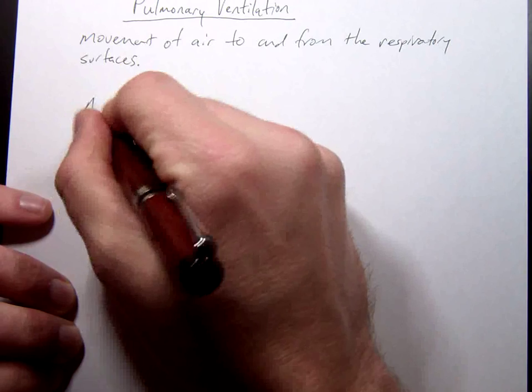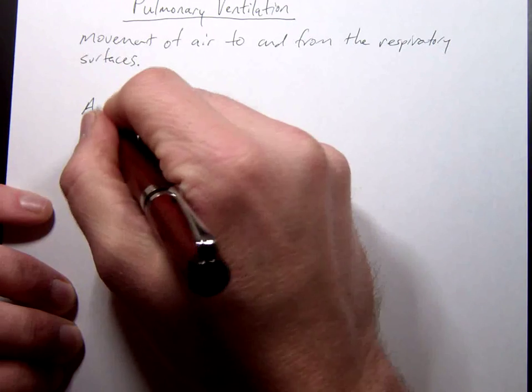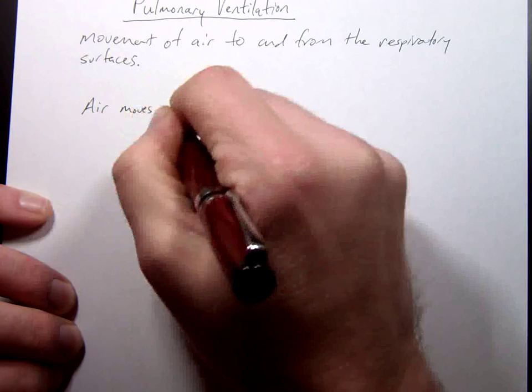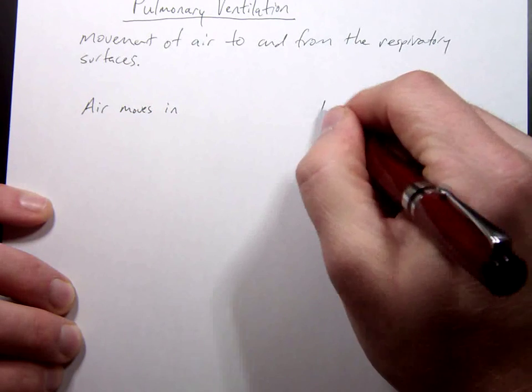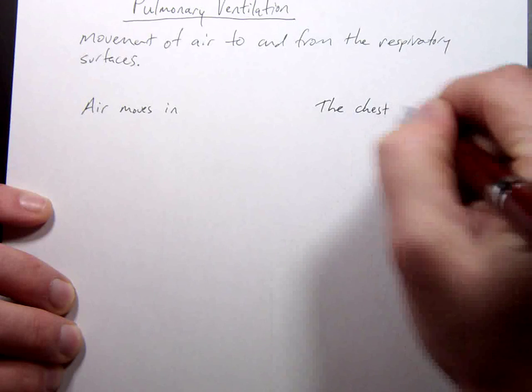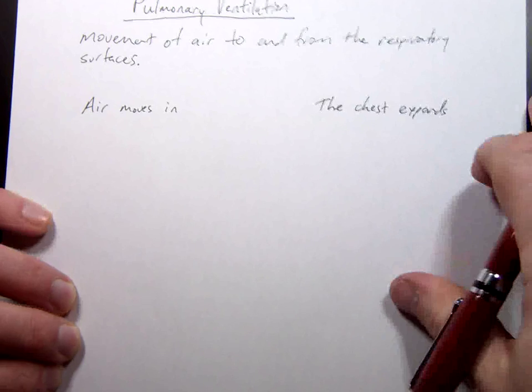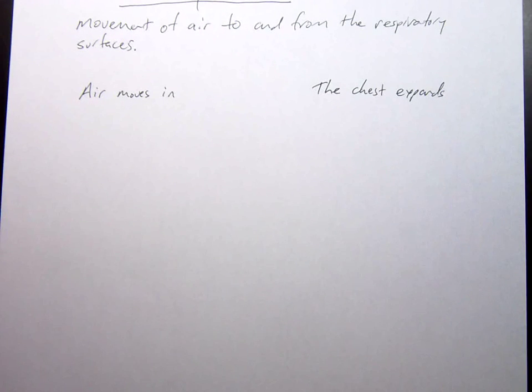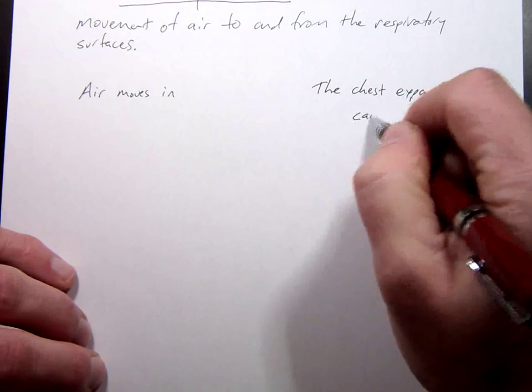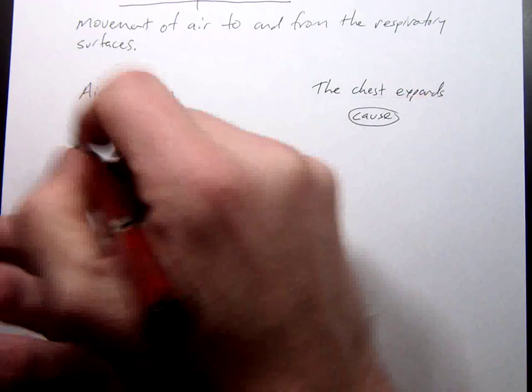Now, on the first primer I gave you, I have this: air moves in, and over here I have the chest expands. Okay? One of these was a cause, and the other one was an effect. Some of you got this right, and some of you got this wrong. I didn't take any points off, but which one of these is the cause? The chest expanding is the cause. Air moving in is the effect.